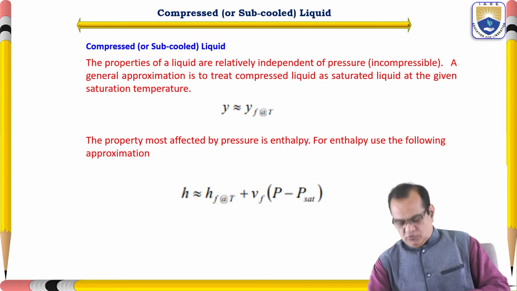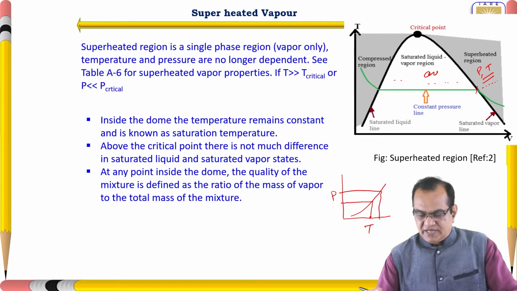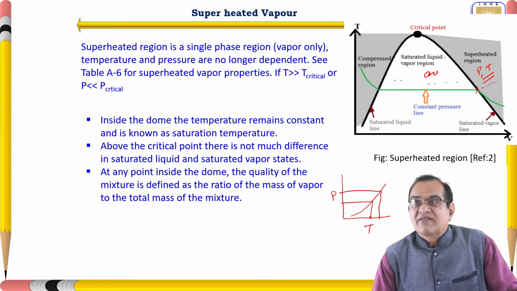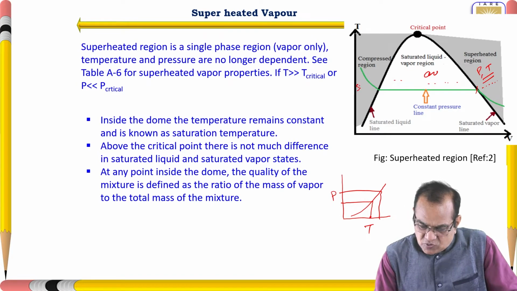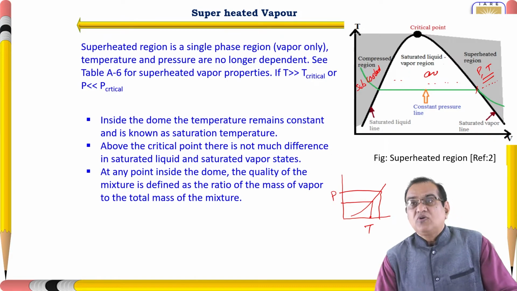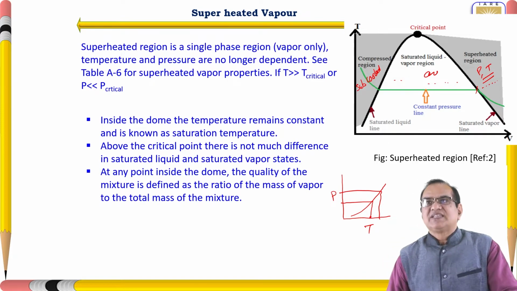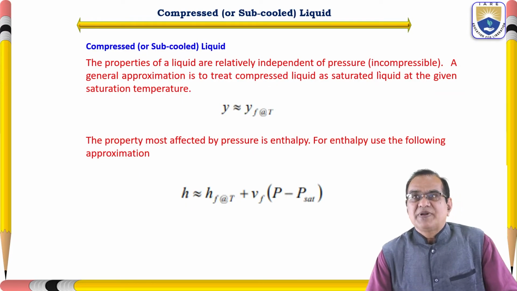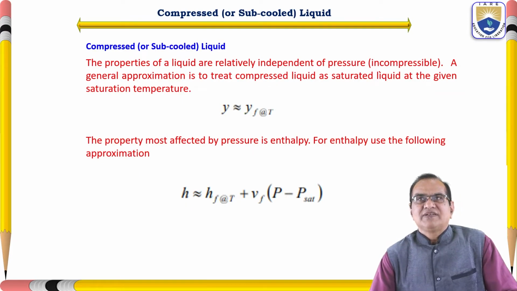Compressed or subcooled liquid. If you see here, this zone is a compressed or the subcooled, and here is the superheated region. So what is the compressed region or the subcooled? This is also called the subcooled. So this I am going to discuss in next slide. So compressed or subcooled liquid.